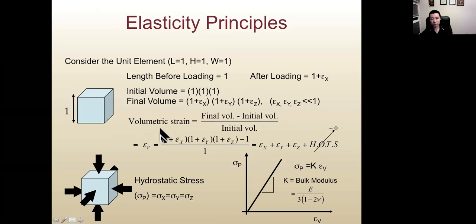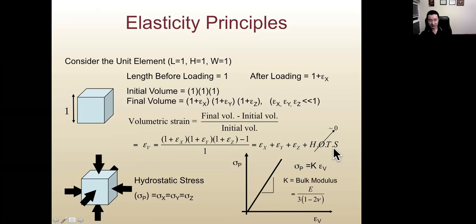So the volumetric strain is equal to the change in volume, which is the final volume minus the initial volume of the specimen, divided by the initial volume. You plug this information into this equation, so the volumetric strain is equal to the strains in the x, y, and z directions added together. Again, the strain in each direction could be positive or negative, depending on compression or tension.